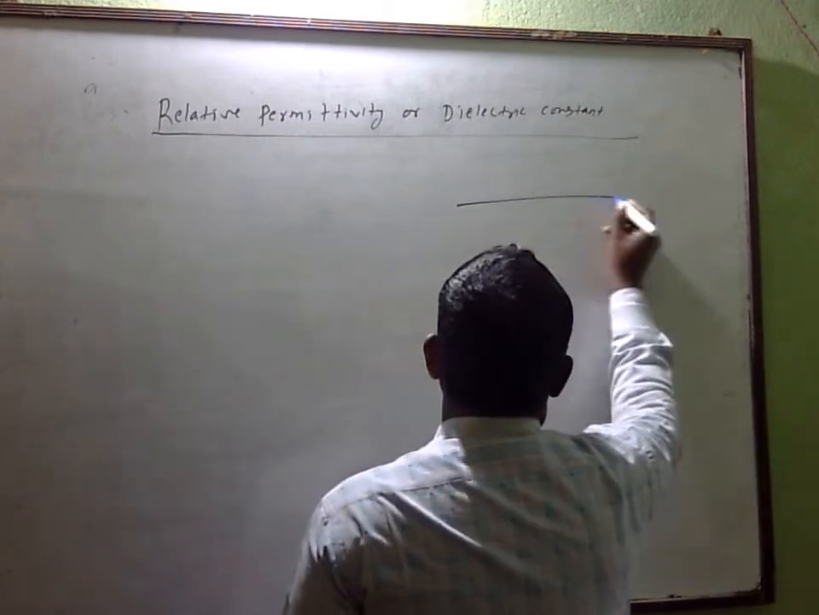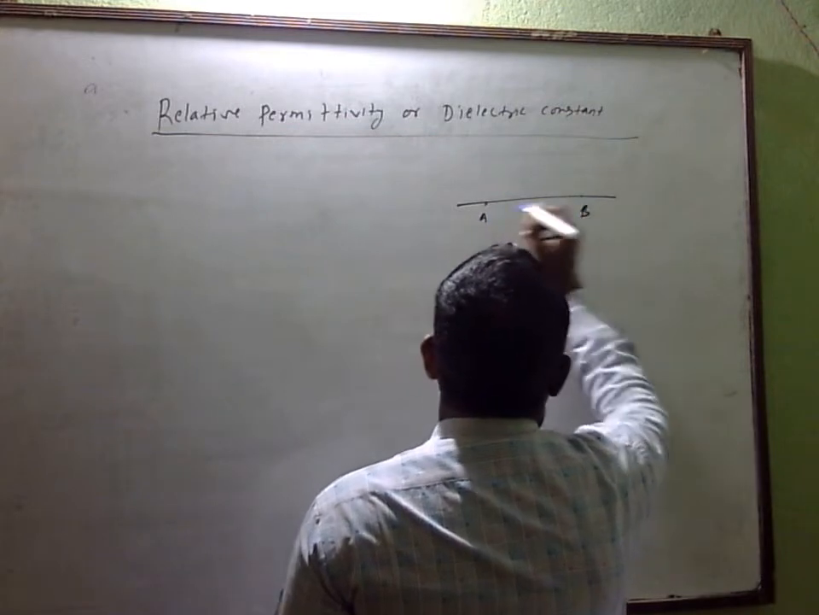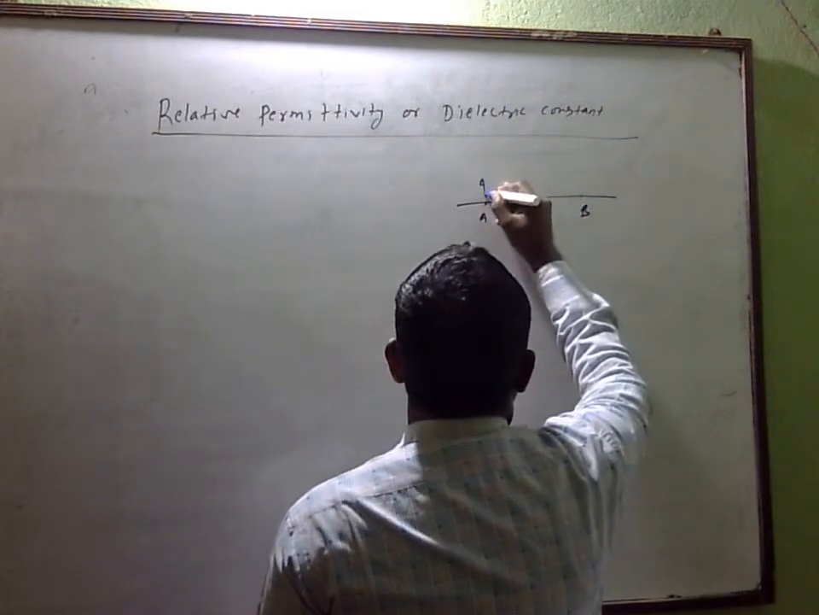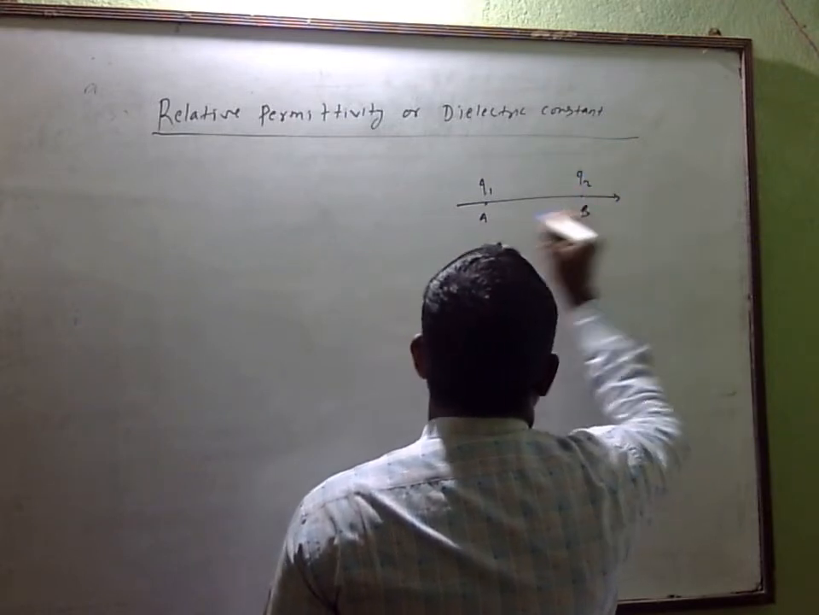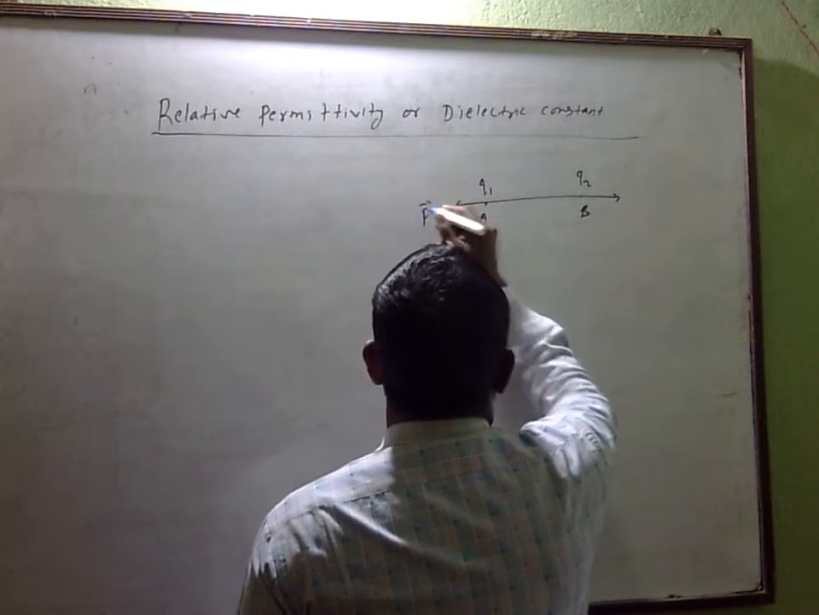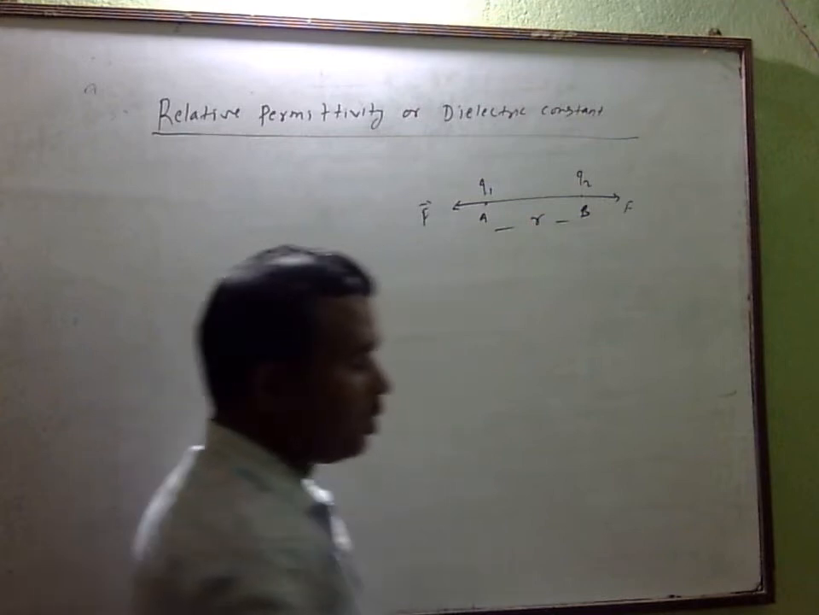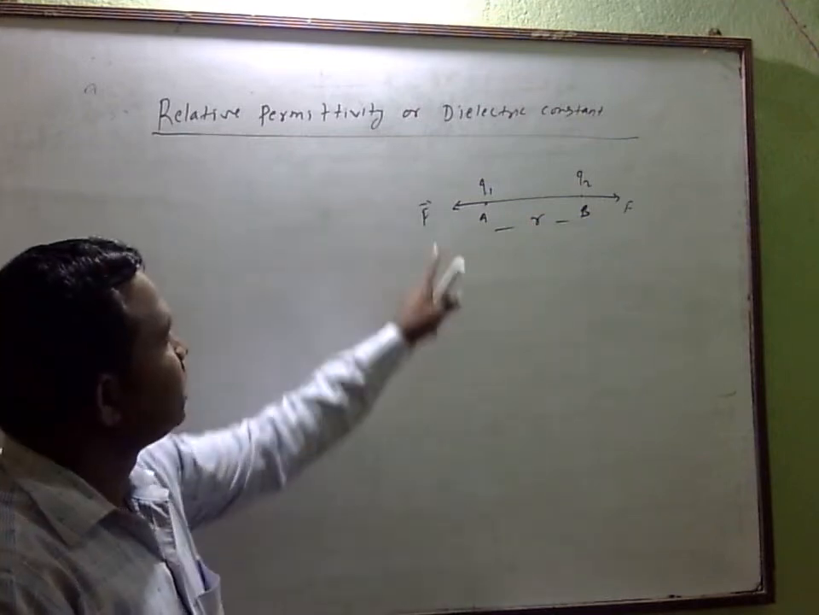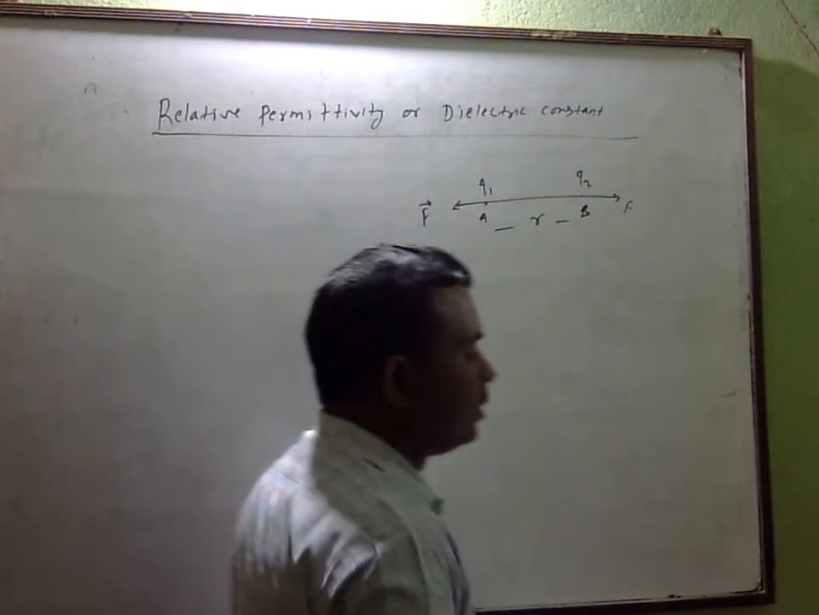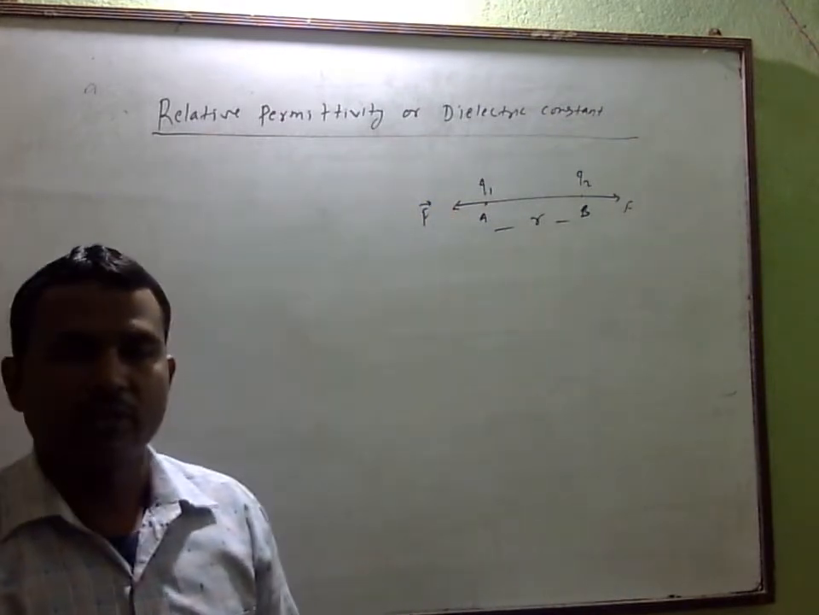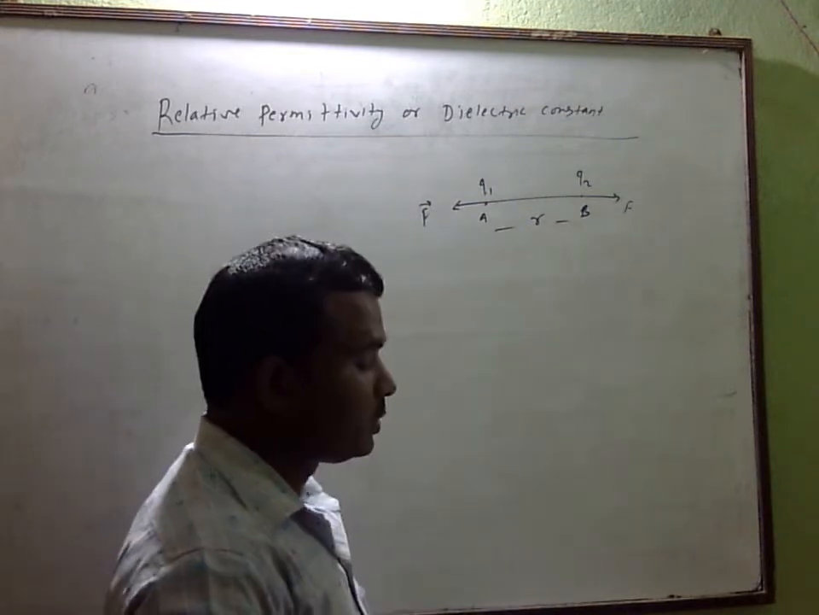we have points A and B. At point A, I have taken charge Q1. At point B, here is charge Q2. And F is the force experienced and R is the distance between them. We can take the vector signs here. Why? Because we know that force is a vector quantity. Yes, very good.